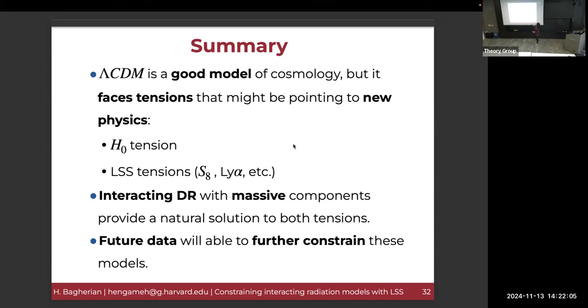But anyway, so lambda CDM is a good model, but it's not perfect. It's facing two tensions, the H naught and the large scale structure tension. If I were to add some interacting dark radiation with a massive component, that's my WZDR, the two-component one, it can potentially provide a solution to both of the tensions. And hopefully future data will help us constrain this more, especially when it comes to Lyman-alpha, which is a controversial measurement.